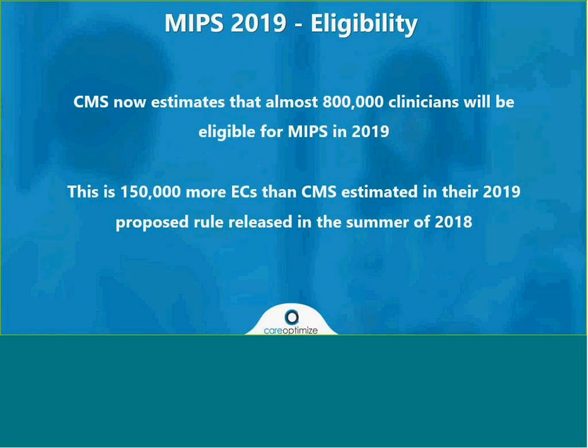As far as the distributions will go, CMS is estimating a negative adjustment of $390 million and a positive of $390 million. And then the additional $500 million will come into play again this year for those who exceed that high threshold.